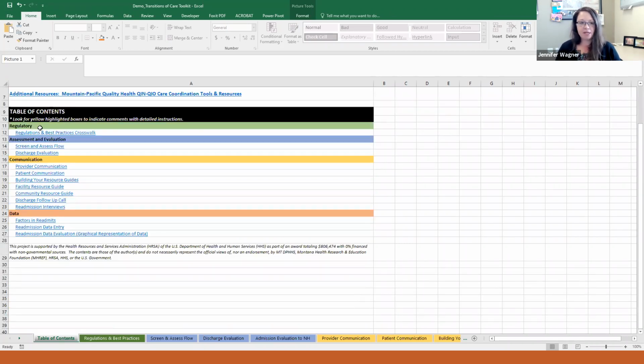So we have topics of regulations and best practices, screening and assessment flows, or assessment and evaluations, communications, and data. To show you how it works, we'll start by walking through the regulatory section and clicking on the regulations and best practices crosswalk.